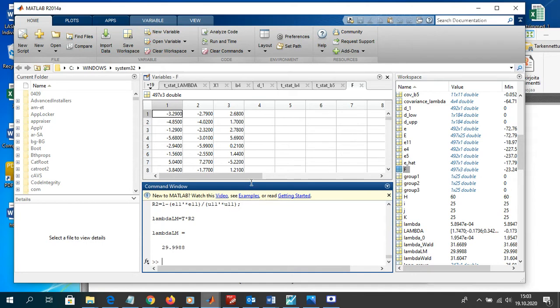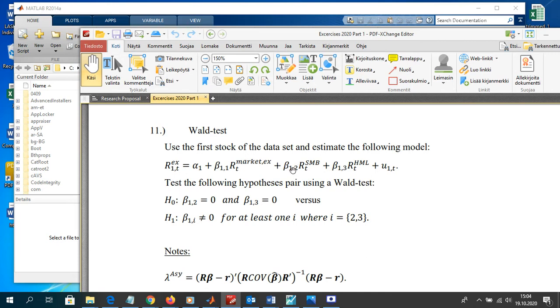And what you see after running this test here in MATLAB, our LM test gives us a value of 0.2999, so rounded, 30. And you remember, under the null hypothesis, this test statistic is distributed as chi-square with 2 degrees of freedom. Again, the corresponding critical value is 5.99, and we come to the same conclusion. We reject the null hypothesis that our exposures against the size and value factors are jointly 0, which means they are jointly significant on a 5% level.